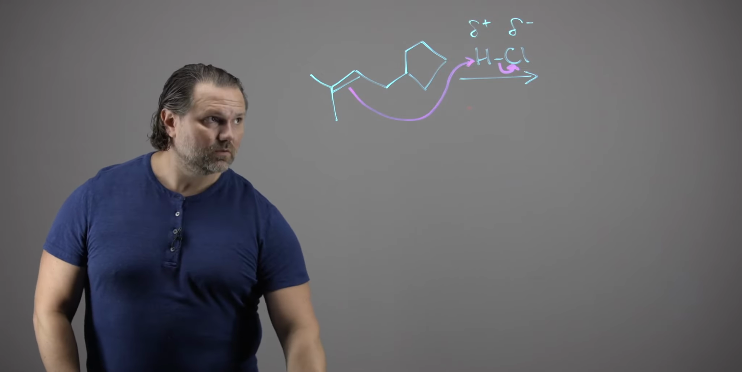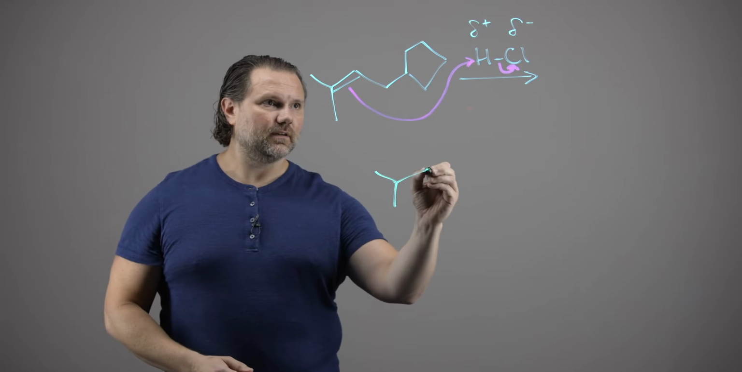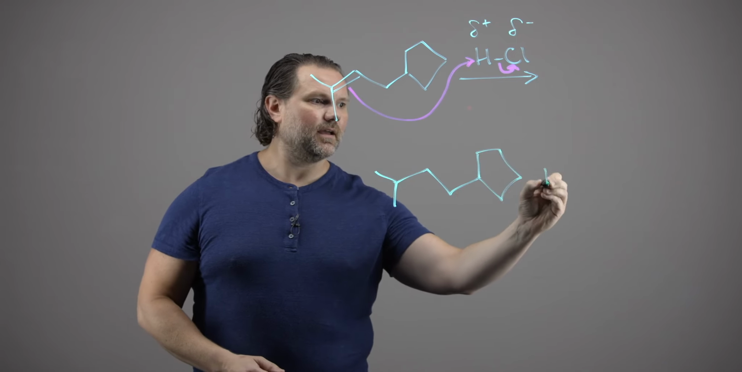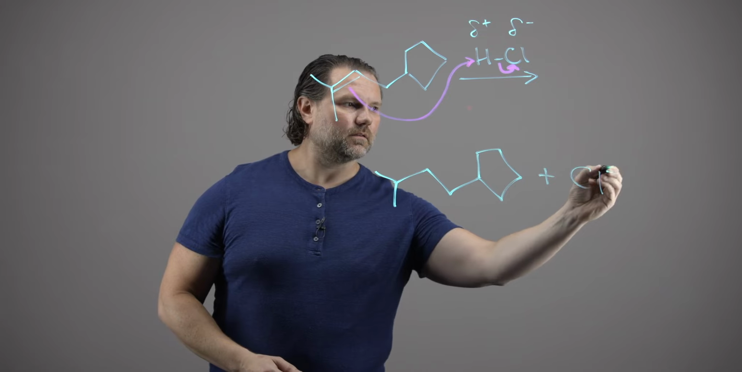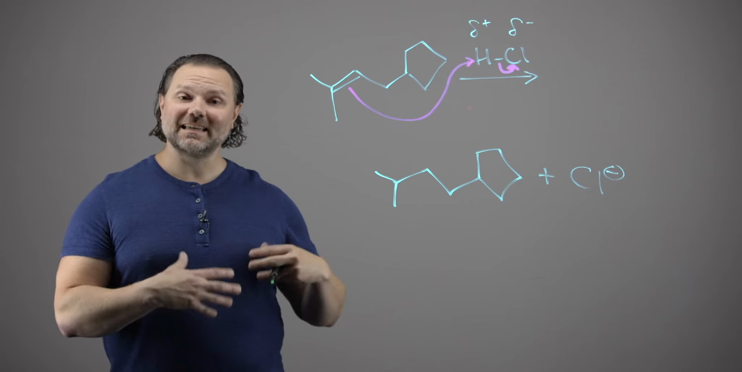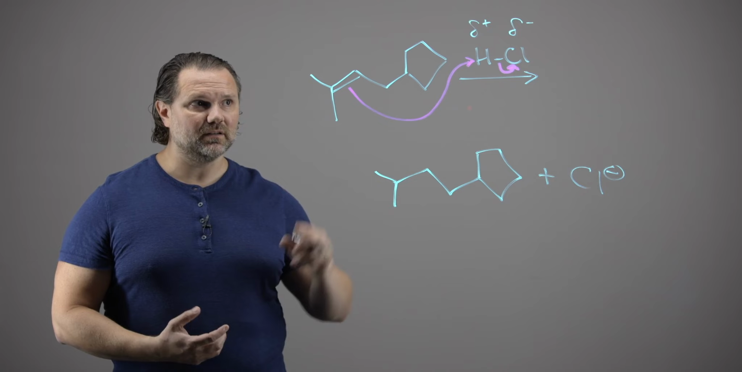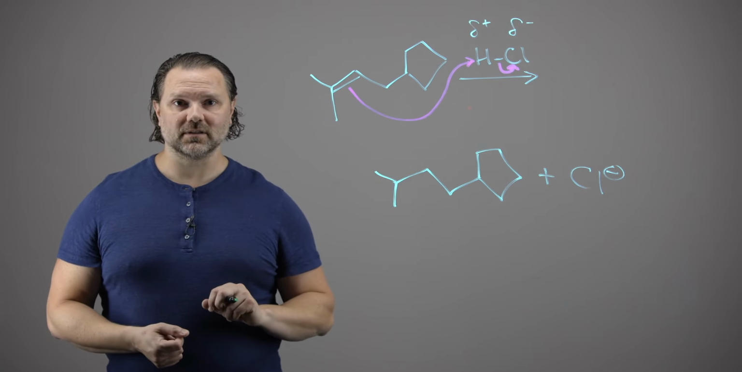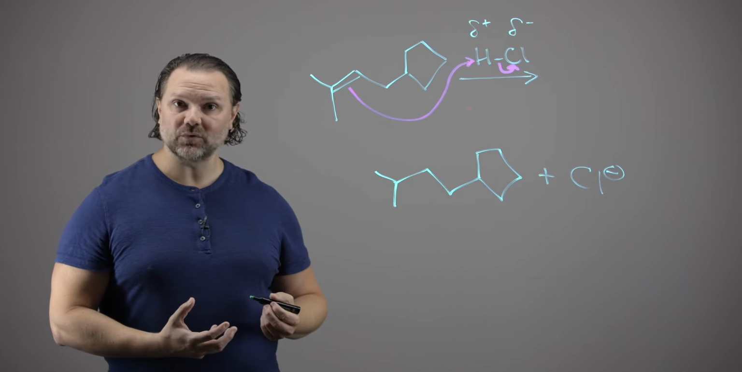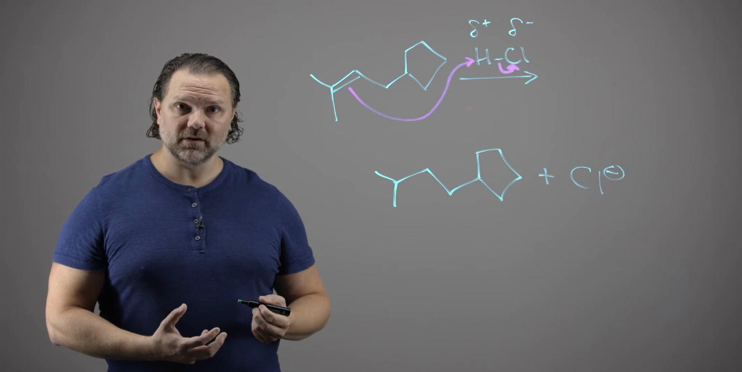When we do this, though, let's see what we end up forming. We have our compound and the chloride ion, and one of these two carbons gained the bond to the hydrogen, but the other carbon lost the pi electrons, and as a result became positively charged. And we can draw that formal charge on it. But which carbon is going to hold that positive charge?